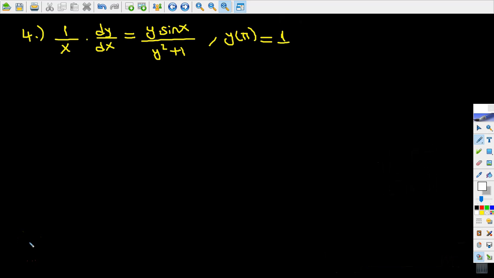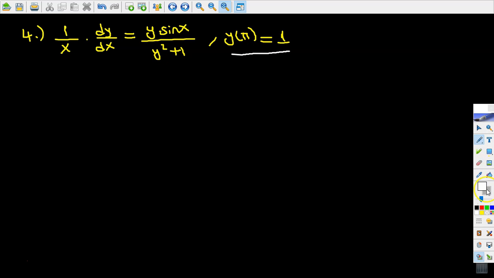We are still continuing on separable differential equations. In this case, we have another differential equation with the given initial conditions, which means we're talking about another initial value problem. What we are given is 1 over x times dy over dx equals y times sine x divided by y squared plus 1. So first of all, let's think about what we can do first.